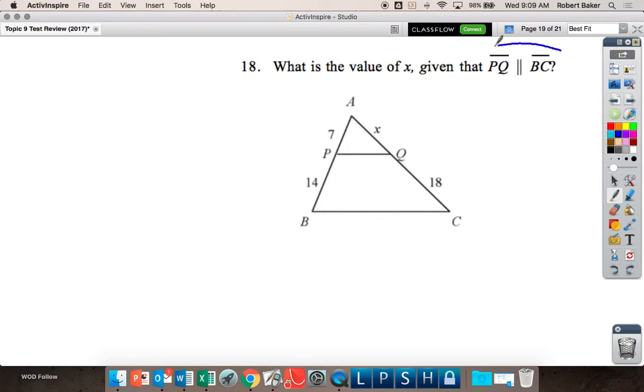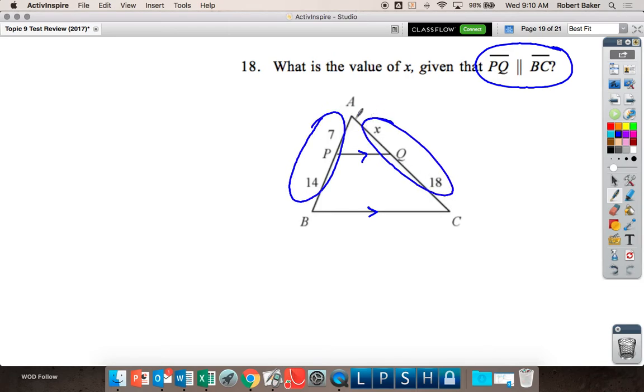Make sure you read this statement right here. What does it say about PQ and BC? They are parallel. Now that these lines are parallel, you can use the side splitter theorem. You can say that 7 over 14 is equal to x over 18. And you would just finish cross multiplying and solving there. Should get a nice round whole number.